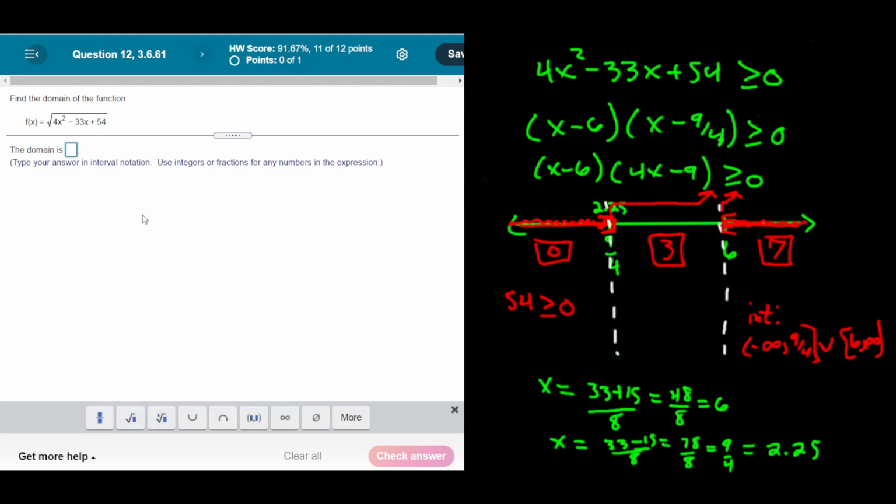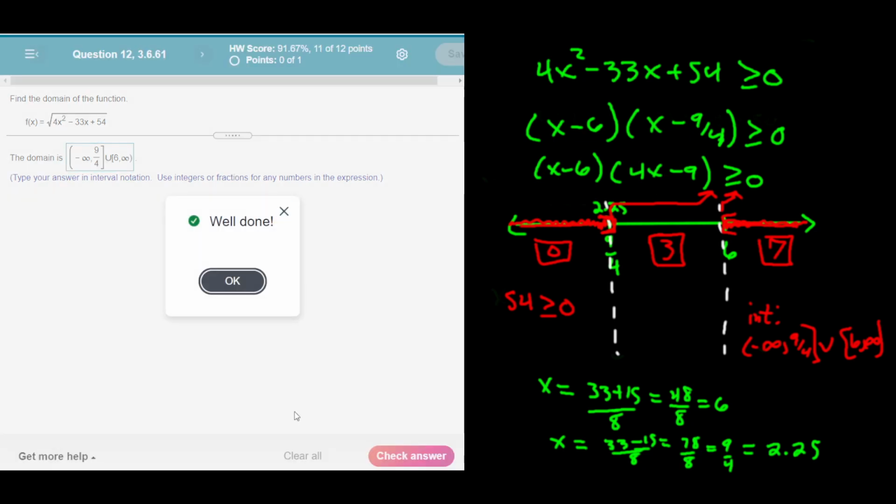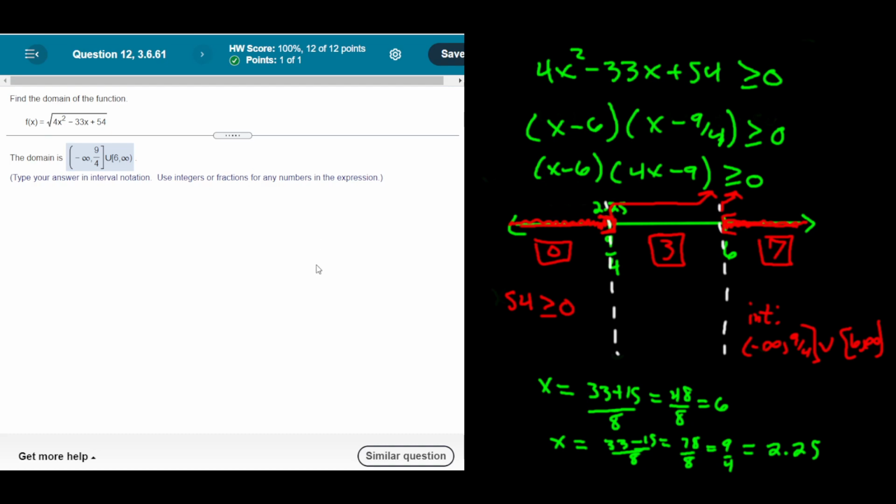All right, so your domain is going to be negative infinity to 9 over 4, oh, with a bracket, right? Six all the way to infinity with a parenthesis. Well, done. That is it.